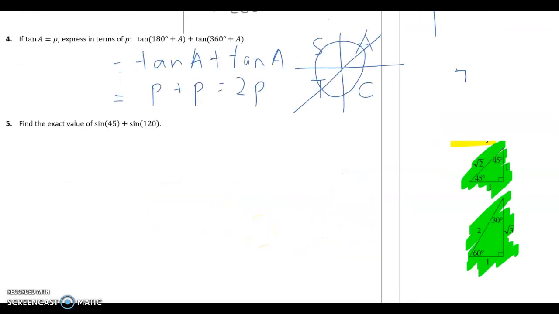Okay, let's have a look at question 5. It says, find the exact value of sine 45 plus sine 120. The key word in there is exact value.